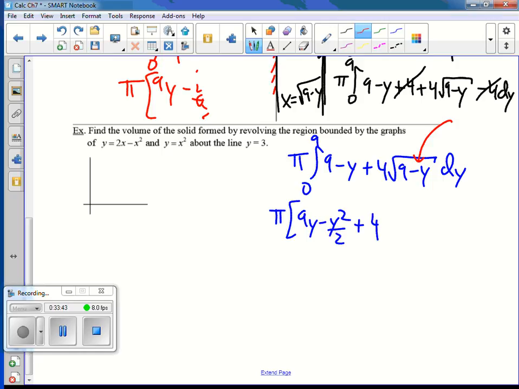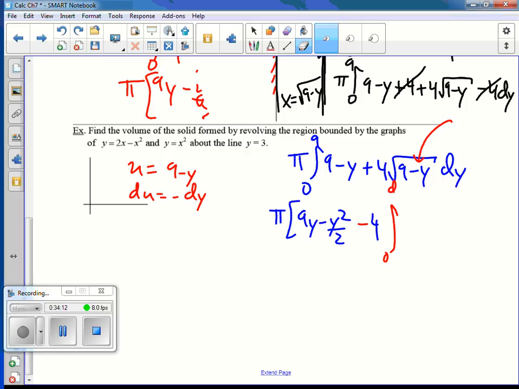Goes in once, goes in twice, right? If you remember, I hope you remember, we make u equal to 9 minus y, so du is going to be minus dy, so we need a negative. So there'll be a negative here, and then we multiply by a negative right here, so this will be negative 4. So negative 4 times the integral, excuse me, 0 to 9, and then this will be u to the 1/2 du.